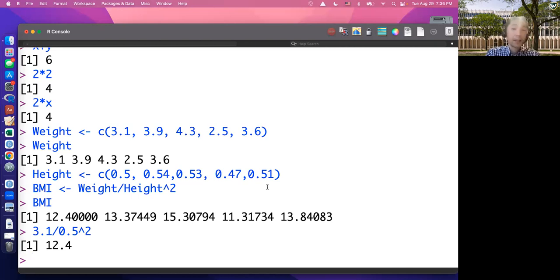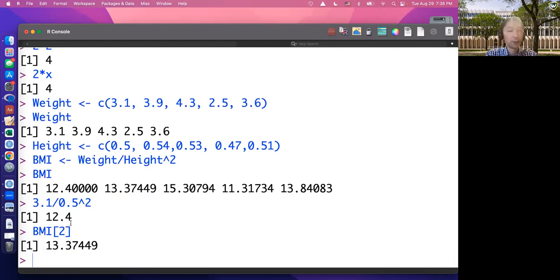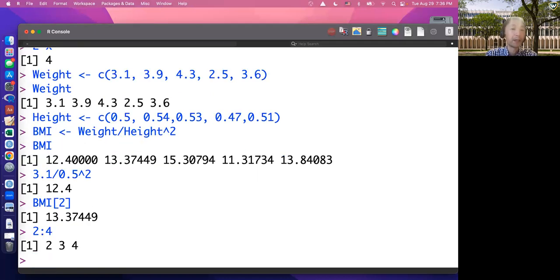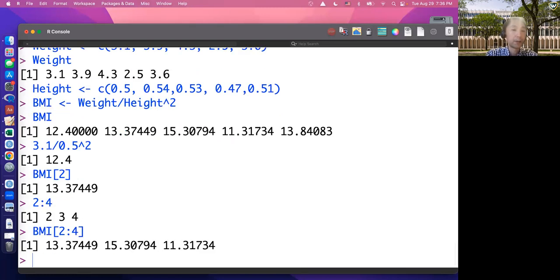So BMI. Sometimes we want to pick up just the second element of this object. In such a case, you can type BMI bracket 2. This returns the second element of BMI. Or we can define the number sequence by the starting number and the ending number with a colon here. Then this becomes 2 to 4. So if you type BMI bracket 2:4, then you can get these three numbers.